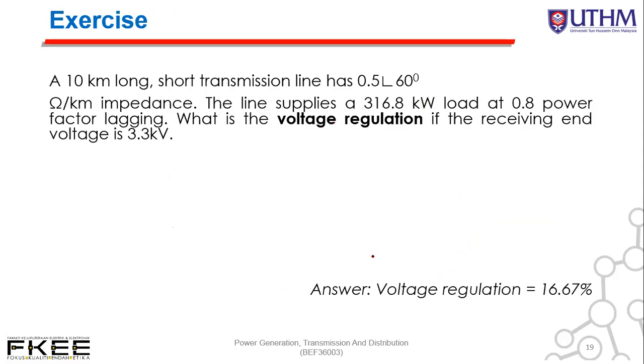Another example of an exercise you can do: a 10 kilometer long, very short transmission line has an impedance of 0.5 angle 60 degrees ohm per kilometer. The line supplies a 316.8 kilowatt load, with power factor 0.8.